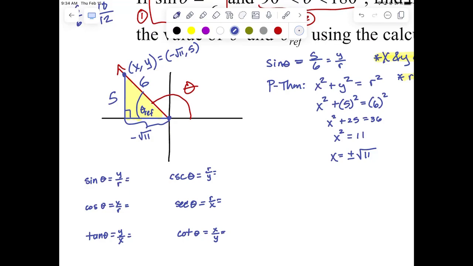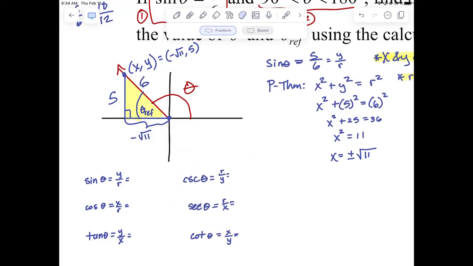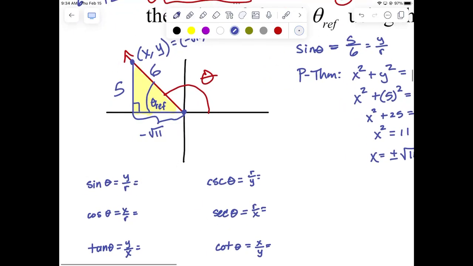Now all you got to do is pluck the values off of your reference triangle. Let's do that. What would the sine ratio be? Just from the triangle, not from the given. It's y over r. What's y over r?